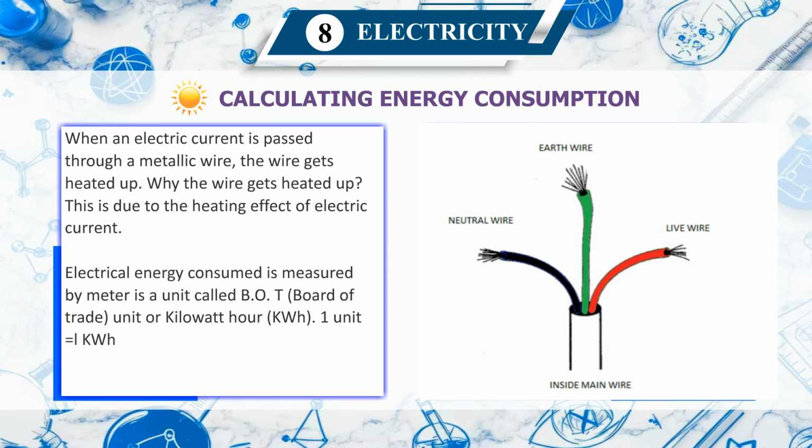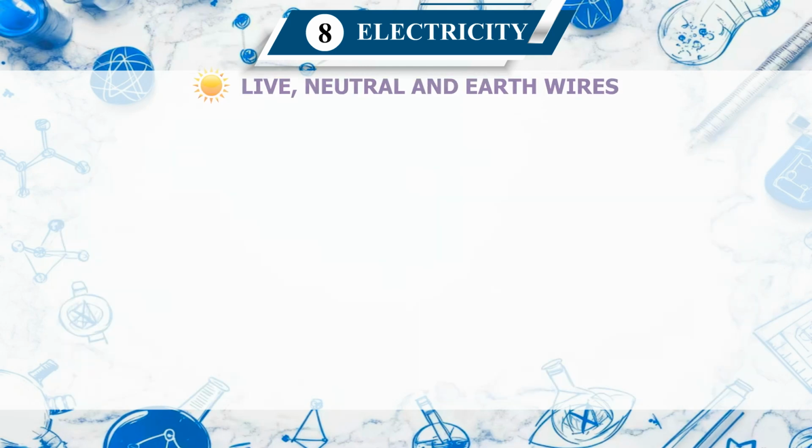Electrical energy consumed is measured by a meter. Electrical energy consumed is measured in a unit called the commercial unit of energy, or kilowatt hour, kWh. 1 unit is equal to 1 kWh. 1 kWh is equal to 36 lakh joule, which is 3.6 multiplied by 10 to the power 6.